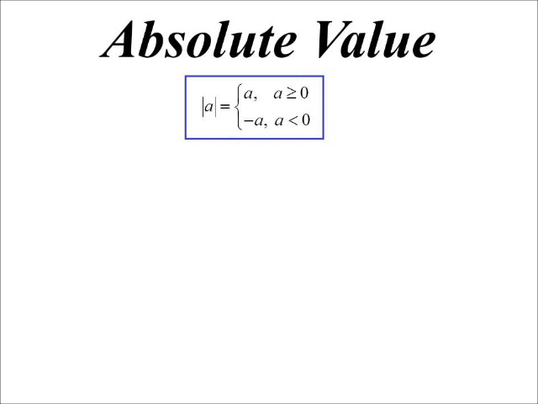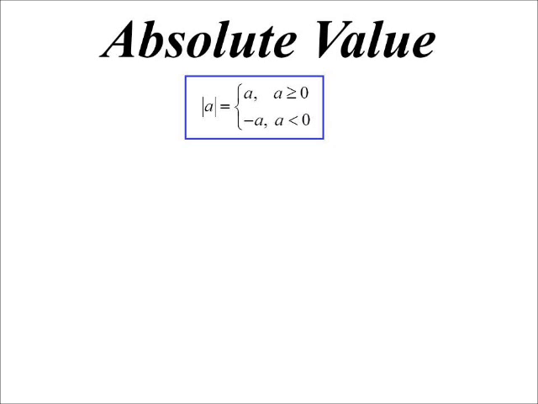The formal definition is this. The absolute value of A is equal to A if A is greater than or equal to 0, but it's equal to negative A if A is less than 0. So that way we always come up with a positive answer.